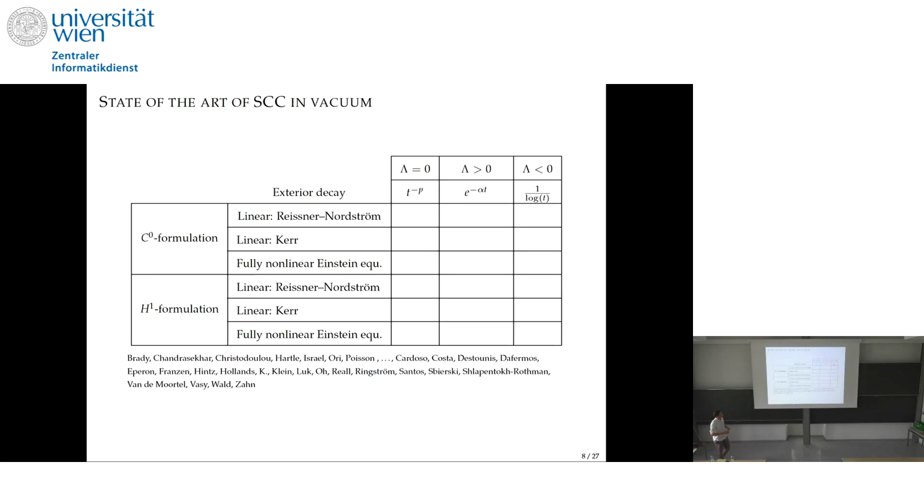As we already learned in the talk of Jonathan, what's crucial to understanding the validity of those statements, of those conjectures, is the late time behavior of perturbations or of the solution to the wave equation on the exterior of the black holes. And in fact, both in physical space as well as in Fourier space. To this end, I will now outline what is the state of the art, at least for the C0 formulation and H1 formulation.